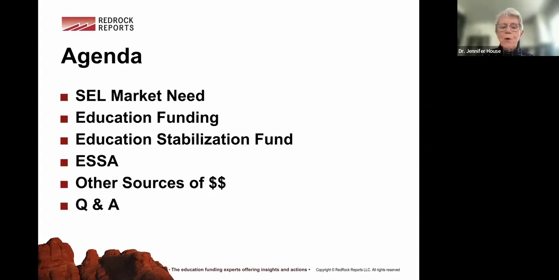So here's what I'm going to do. I'm going to go over the SEL market need, which is changing daily. Then the education stabilization fund, that's the 3 stimulus bills. I'm going to give you a great source for finding out how much is still left, how much your school got, how much your district got, et cetera. And then I'm going to talk about the Every Student Succeeds Act, which is the money that still keeps coming in, as well as the stimulus money and some other sources of money, including at the state level, and Q&A.